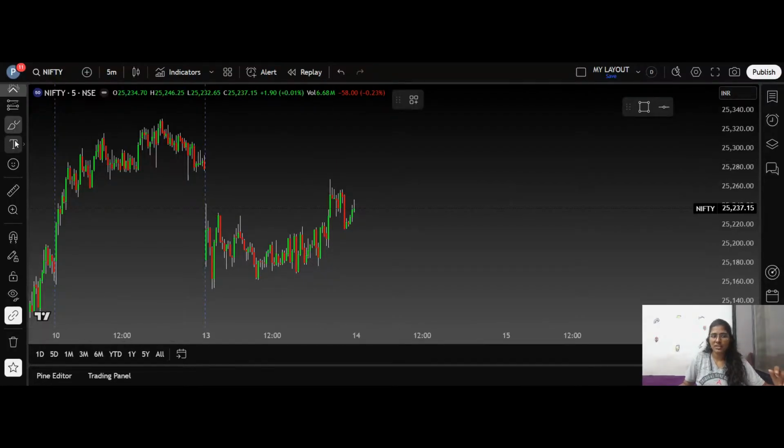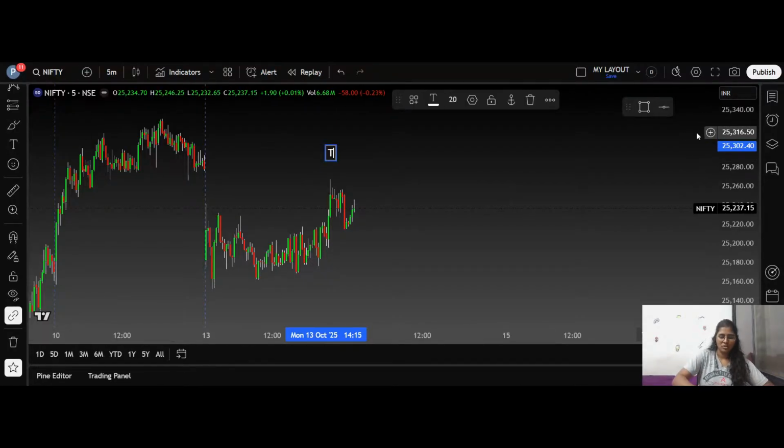So the new concept here is the triple moving average. So what is this triple moving average indicator?